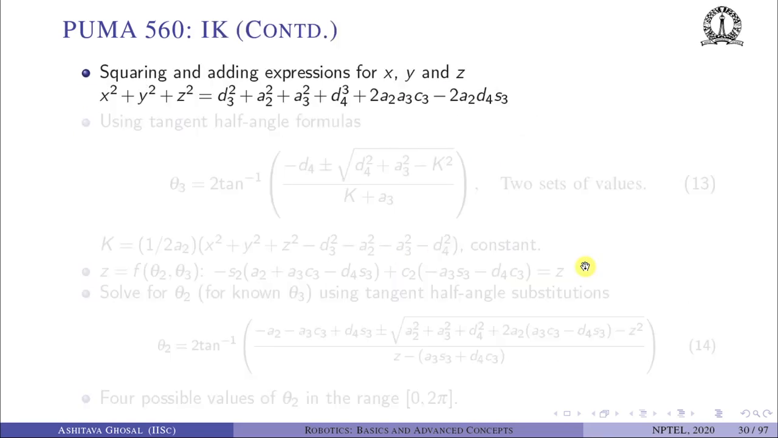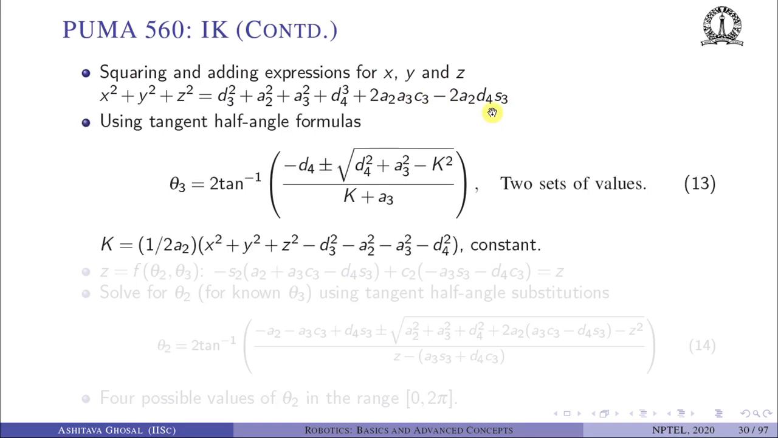So if you expand the square and add that expression and do a little bit of simplification, you can get a single equation in cosine theta 3 and sine theta 3. Again, this is a transcendental equation in cosine and sine theta 3. We can again use the tangent half angle formulas to obtain theta 3. So here also you get two sets of values of theta 3, from the square root solutions of the quadratic equation where k is a constant.